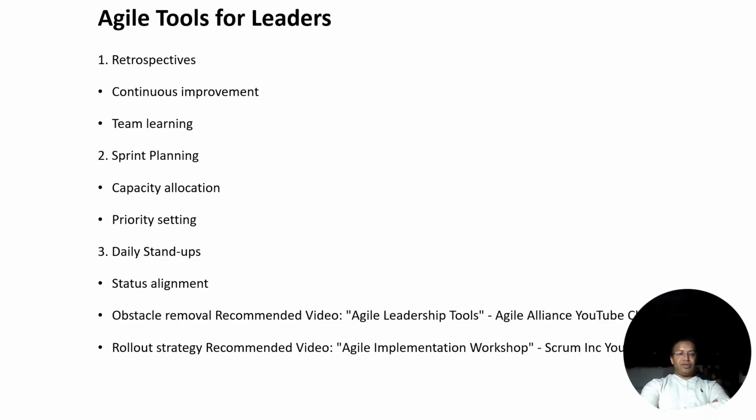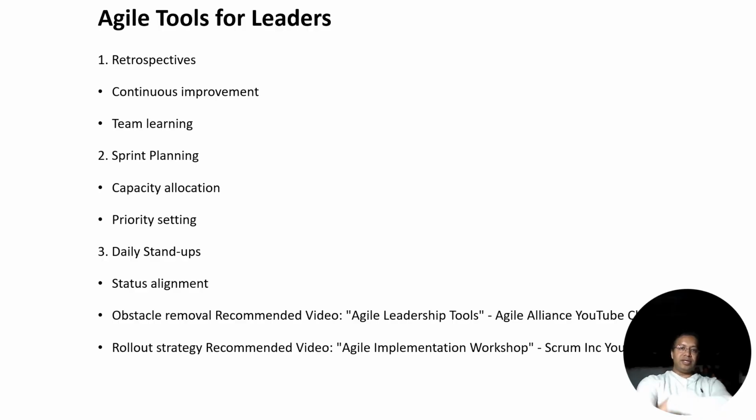The second aspect of tools for an agile leader is team learning. We have talked through all the modules that we have discussed so far. Team learning is extremely important, and therefore team learning is a key to any kind of agile tools that leaders might have to use while planning for transformative changes within the organization.